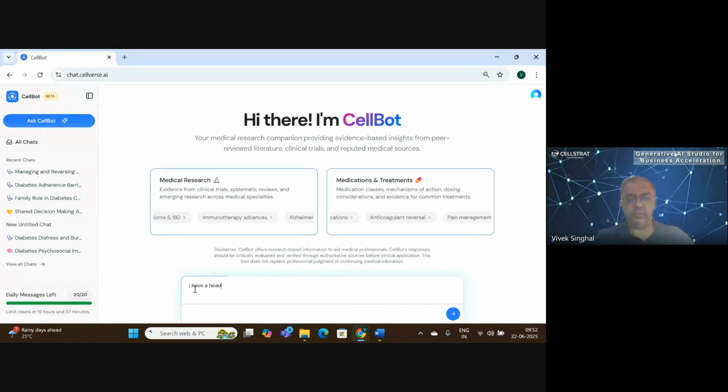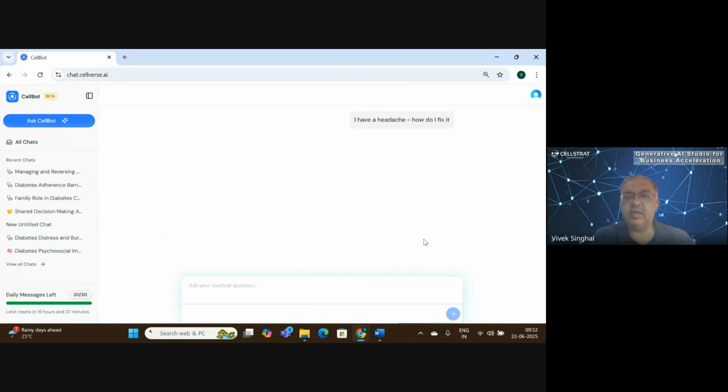I'll try the simplest of things. So I'm acting like a consumer, right? So I have a headache. How do I fix it? So very simple question. And you can see it creates a new untitled chat on the left. As you keep talking to it, it will name the chat automatically.